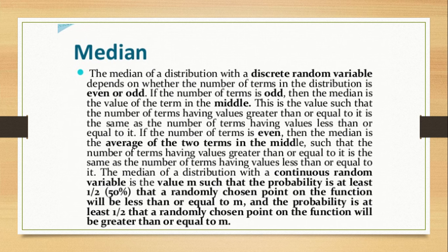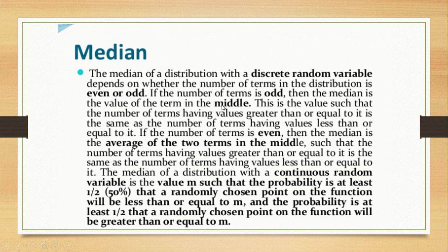The median of a distribution with a discrete random variable depends on whether the number of terms in the distribution is even or odd. If the number of terms is odd, then the median is the value of the term in the middle. Okay, so you should know how to differentiate the mean and median. When we speak of the median of a discrete random variable, it depends on whether the number of terms in the distribution is even or odd. So if the number of terms is odd, then the median is the value of the term in the middle.